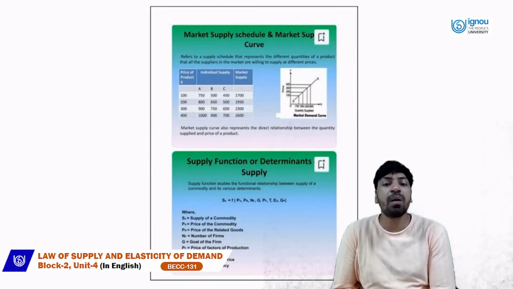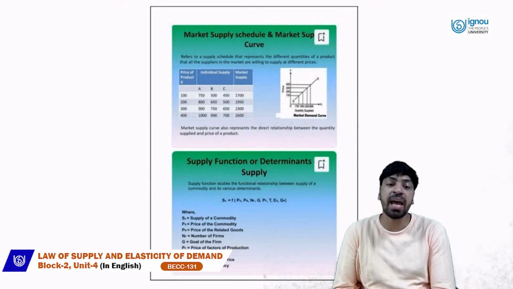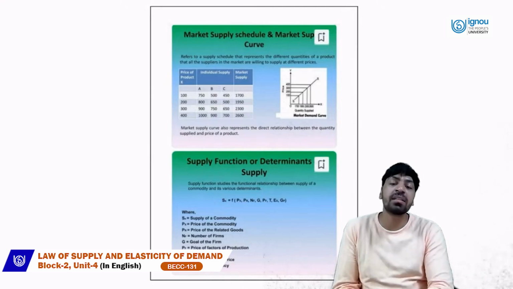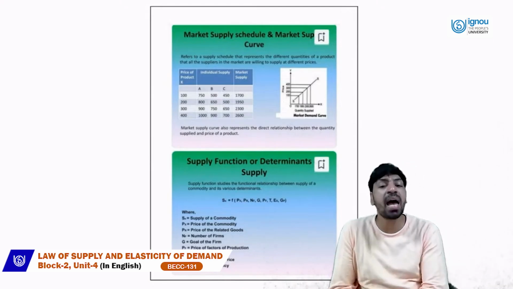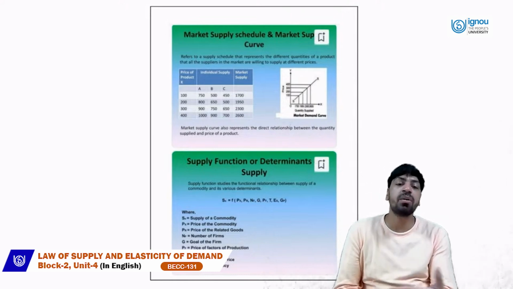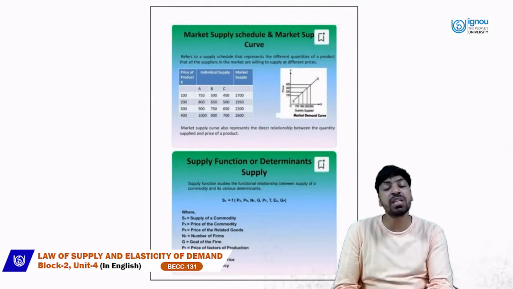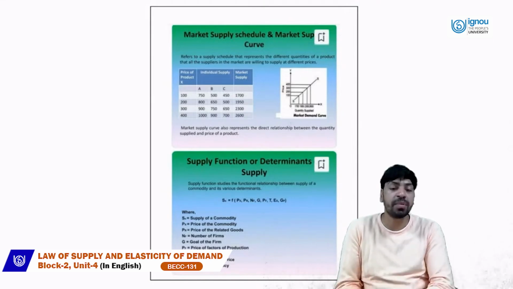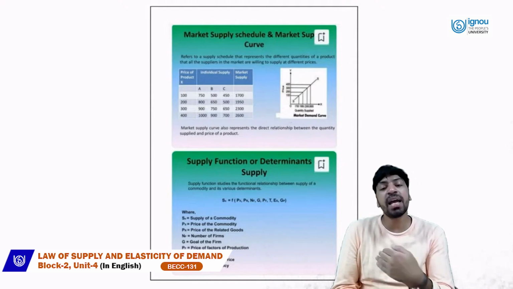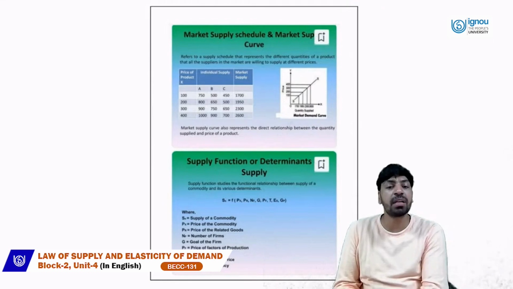So let's talk about the supply function, or in other words, the determinants of supply. That means there are various factors which influence and have a direct impact on the supply. These are the various parameters, the various factors which directly influence the supply of a commodity. Before I come to the factors, you need to understand what the supply function is.